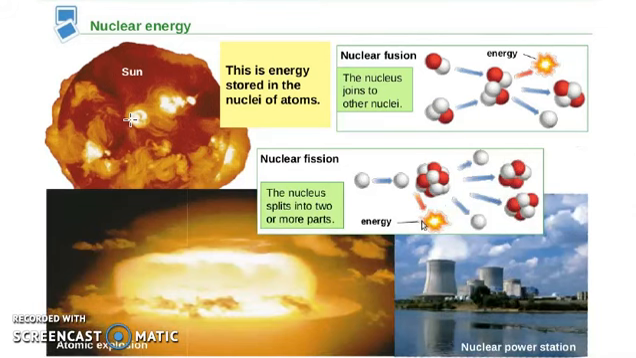Nuclear energy. This is energy stored in the nuclei of atoms, in some nuclei of some atoms.